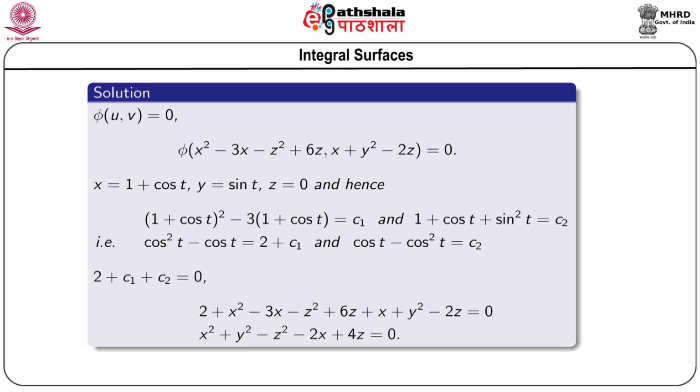Now, from these two equations, one can eliminate t and get the relation 2 plus c1 plus c2 equals 0. Therefore, the equation of the required surface is 2 plus (x square minus 3x minus z square plus 6z) plus (x plus y square minus 2z) equals 0, and this relation is obtained from 2 plus c1 plus c2 equals 0 and substituting the values of c1 and c2. So, after simplification, this is the required equation of the surface: x square plus y square minus z square minus 2x plus 4z equals 0.